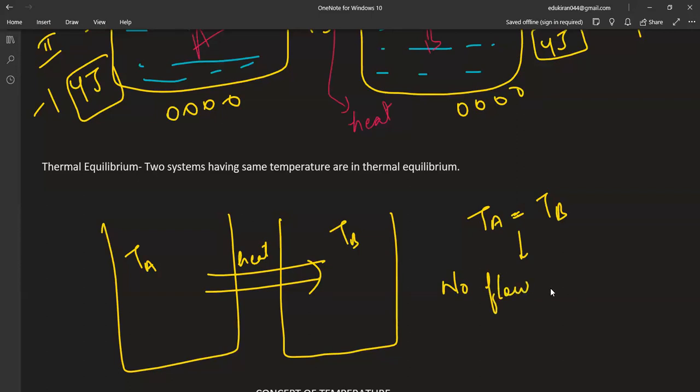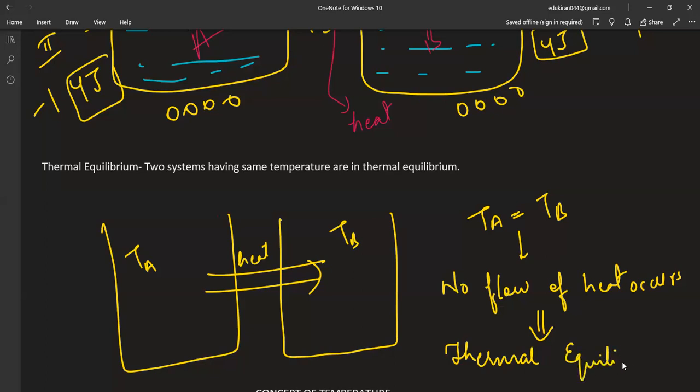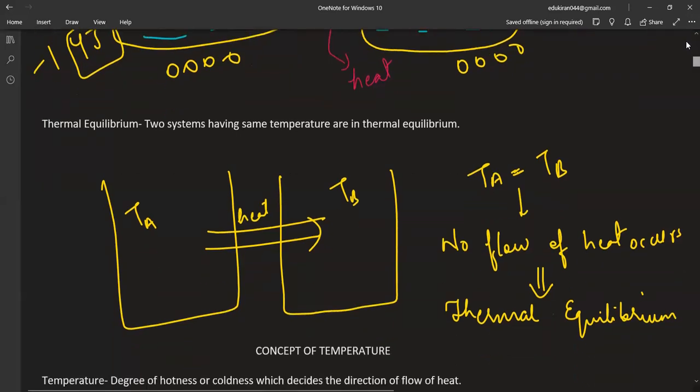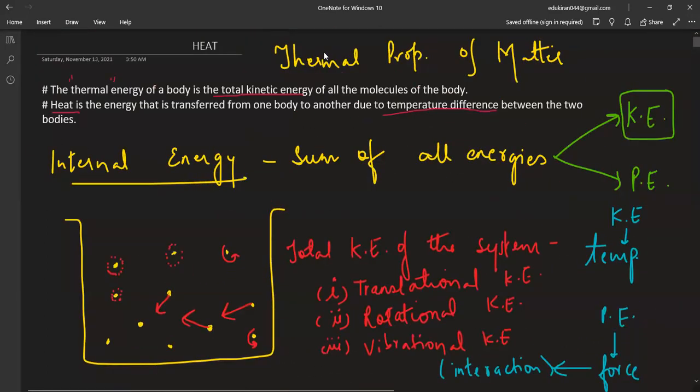No flow of heat occurs. This condition, when no flow of heat occurs, this is basically known as thermal equilibrium. Clear? We'll be just using the term thermal equilibrium. Otherwise, this is not a tough term to remember. Write it down. I'll discuss with you the concept of temperature in detail. But first, write down all these properties.